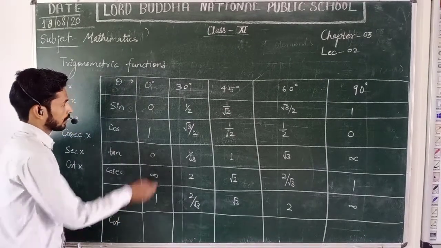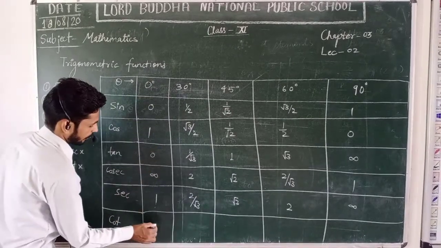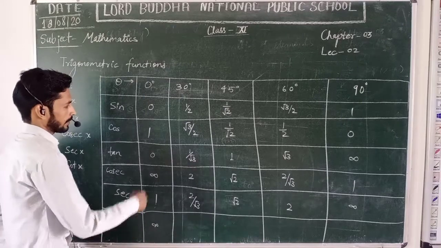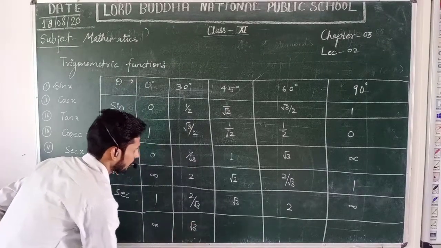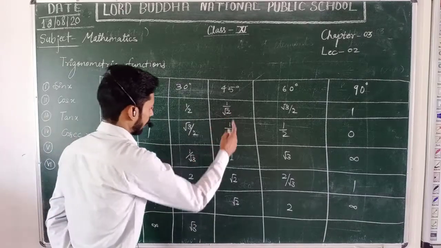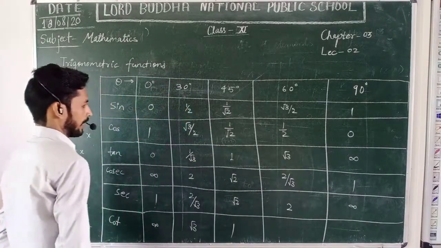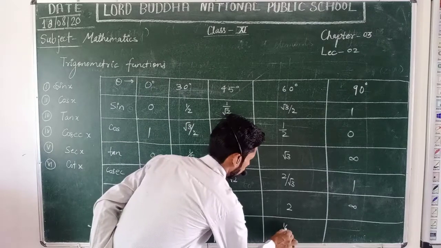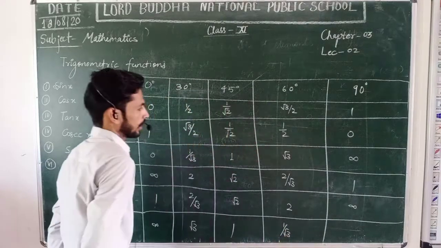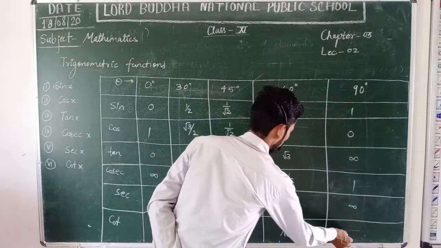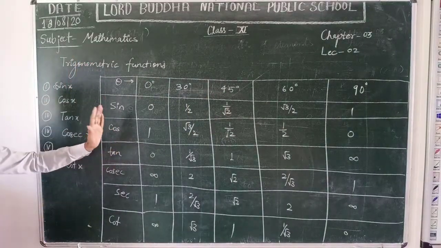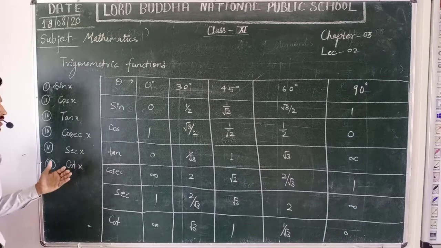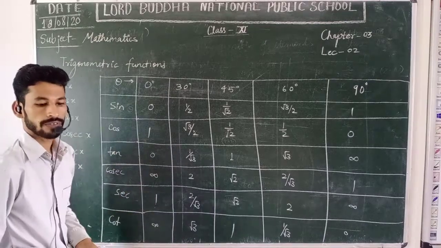Last one is cot 0 that is infinite, cot 30 equals root 3, cot 45 is 1, cot 60 is 1 by root 3, and cot 90 is 0. So these are the trigonometric ratios, and the values of these functions at different angles.